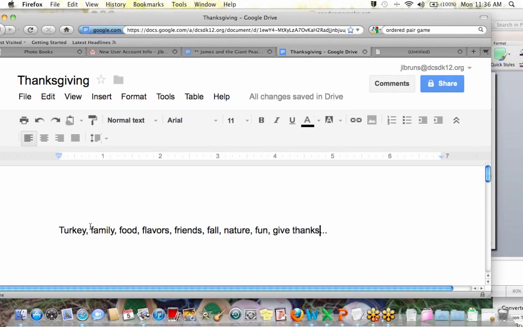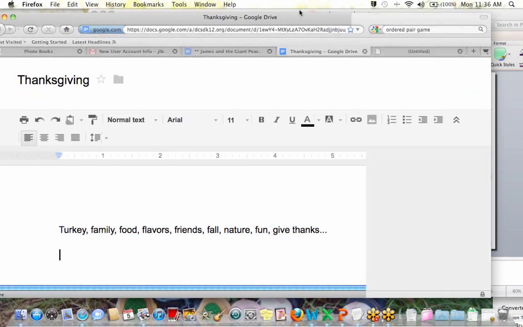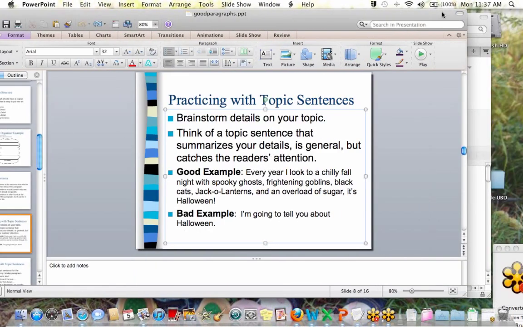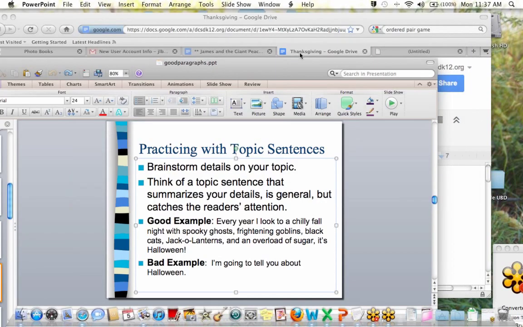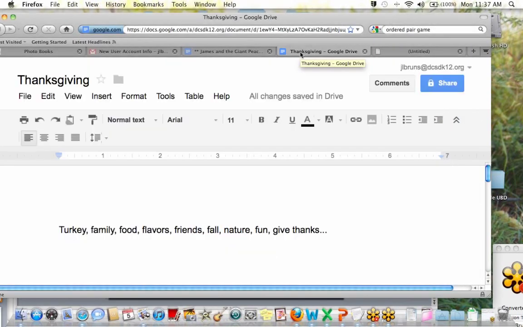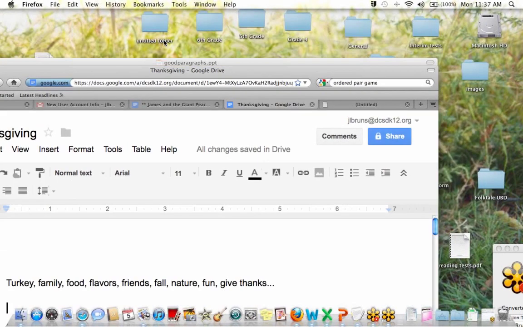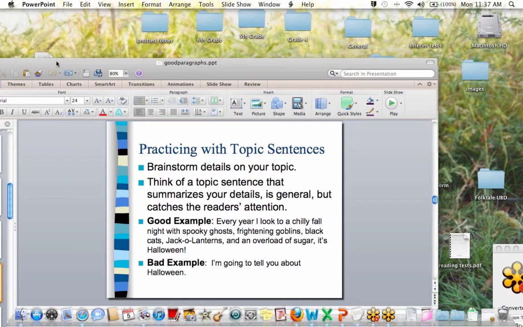Perfect. Using these ideas, I'm going to write a topic sentence. But let's just go back to our PowerPoint and look at another example. Just going back to the example I already gave you. When I was brainstorming about Halloween, these were the details I came up with: ghosts, goblins, black cats, jack-o'-lanterns, and an overload of sugar. When we just brainstormed about Thanksgiving, these were the details we came up with. Okay? So both of them can make a really fantastic topic sentence. So that's what we're going to do. All right, moving on.